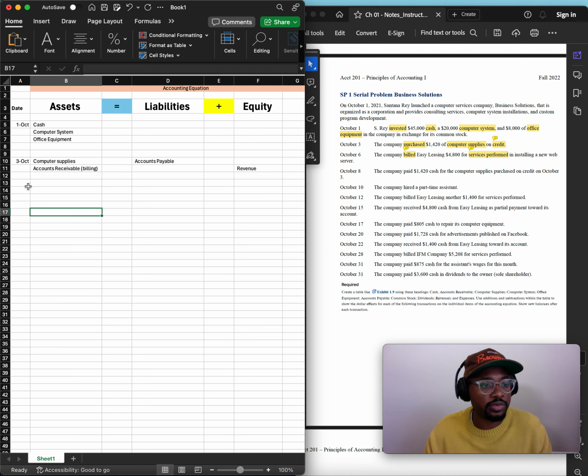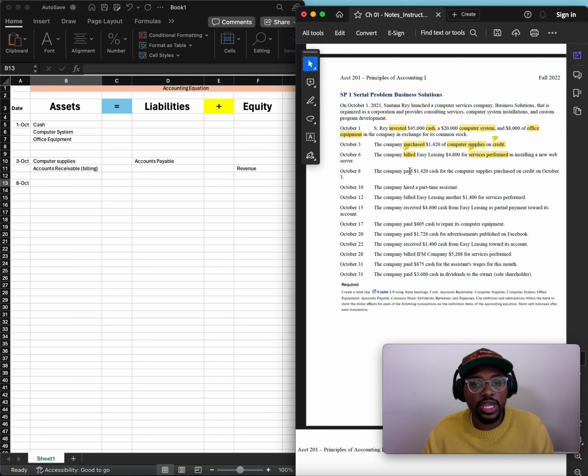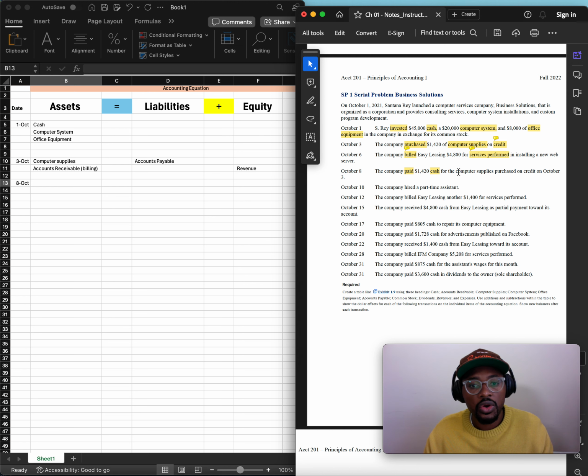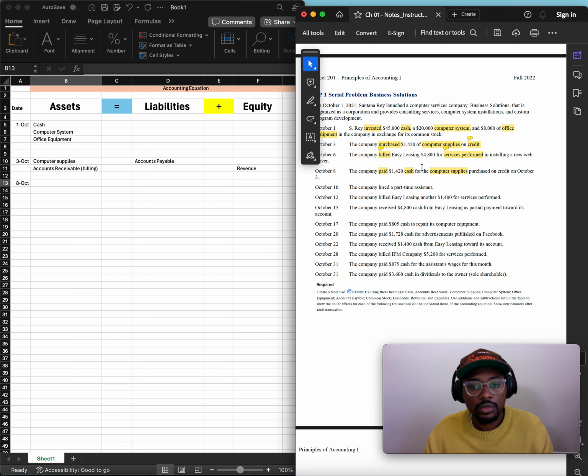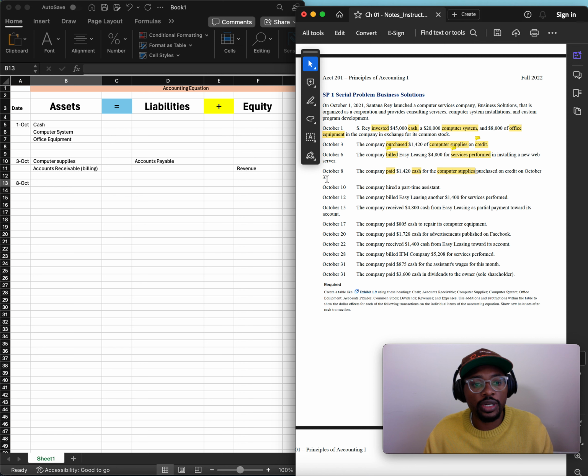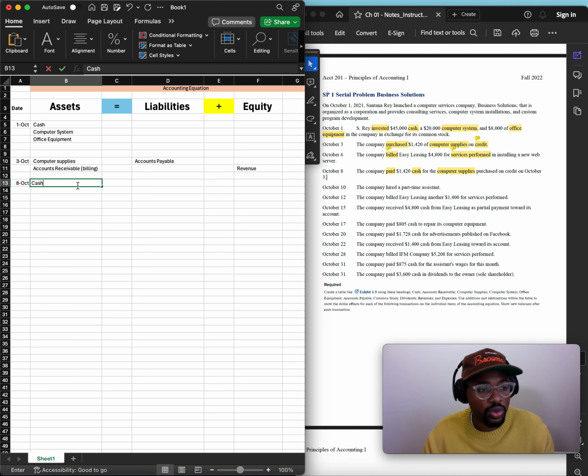So let's keep trucking along, because the more we do this, the better we get at this. On October 8th, we paid, that's a very important word. Look at that word there, cash for computer equipment or computer supplies that we purchased on October 3rd. Now what is happening here? This is where it gets a little tricky, right? It looks like we paid cash. We've used that before. It's an asset. Okay? For computer supplies.